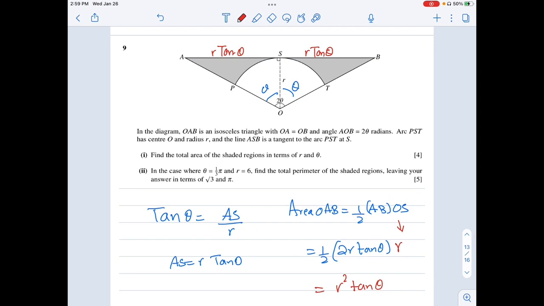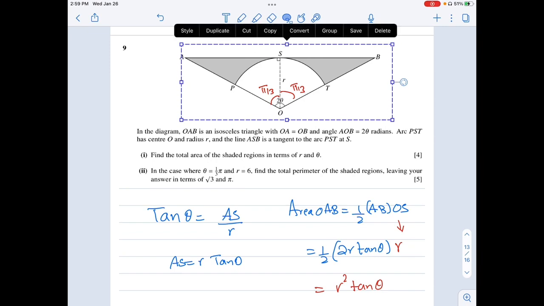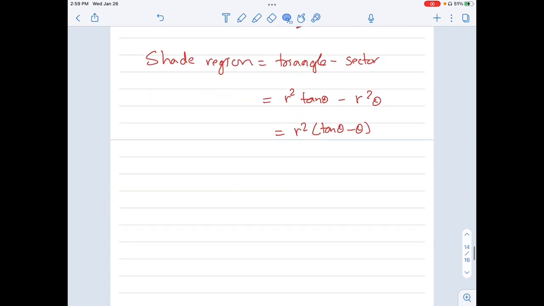So perimeter of the shaded region. I have to find the perimeter of the shaded region. So what am I going to do? I erase over here and write theta as pi upon 3. I copy this diagram and r equals 6.